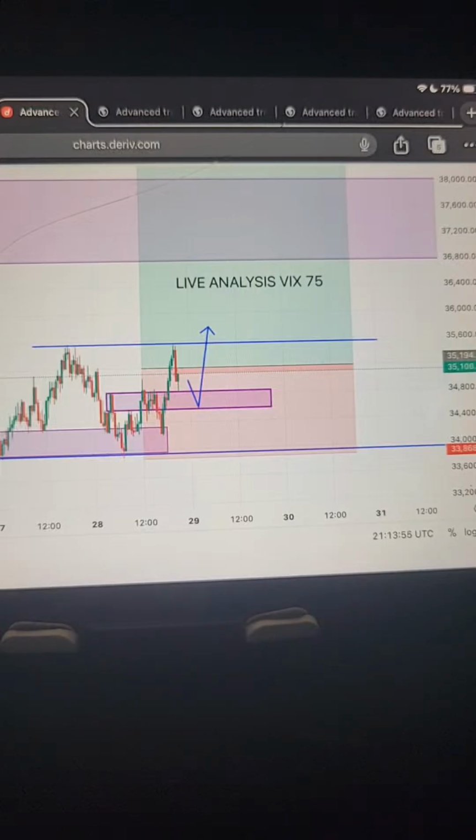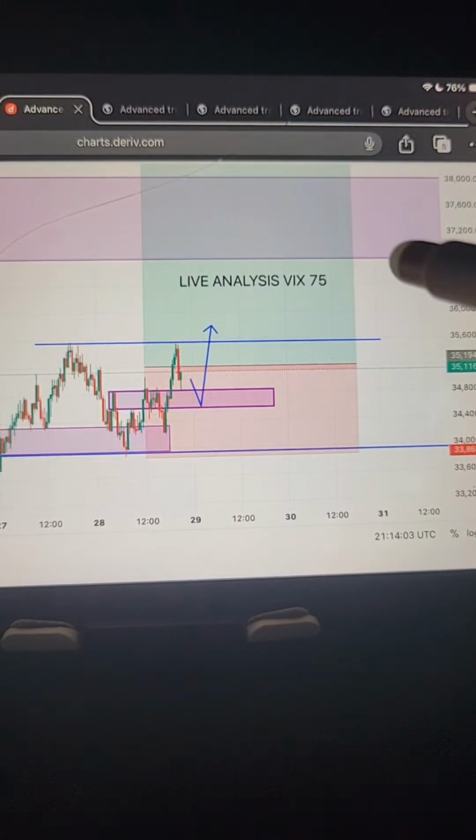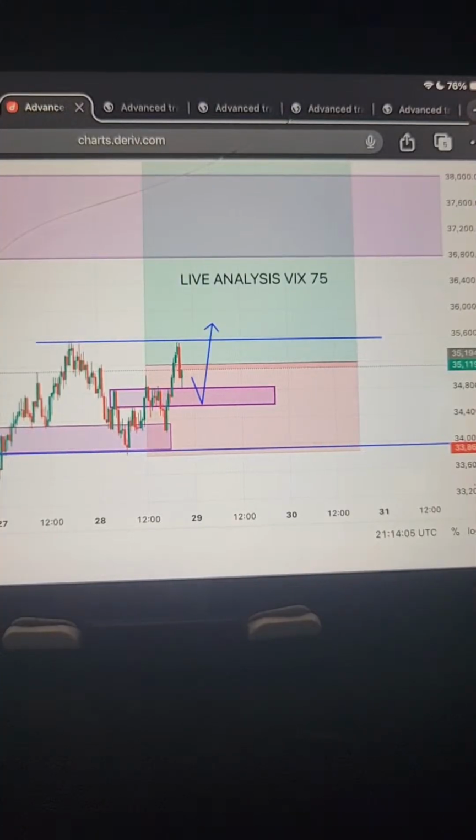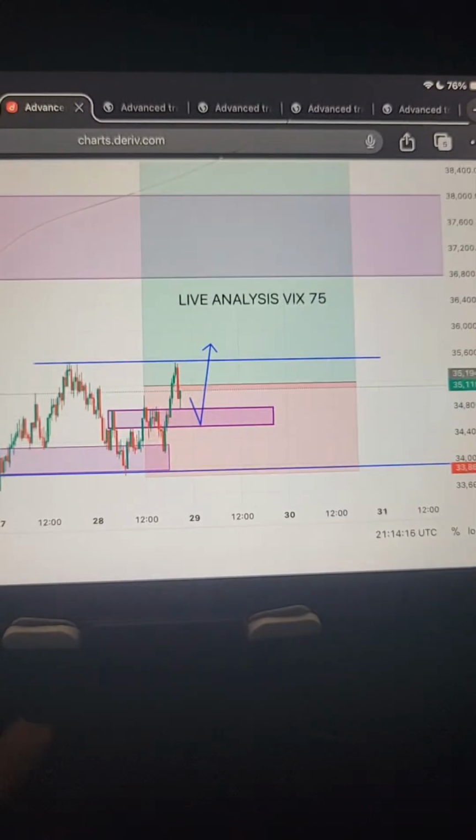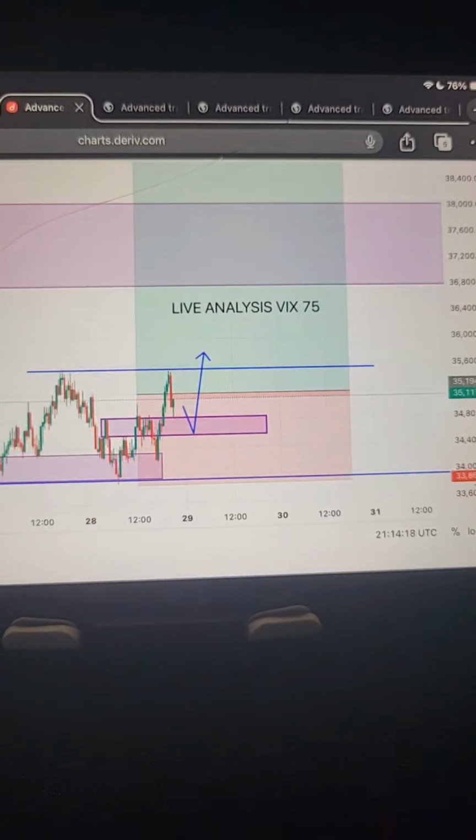Okay, you have entered a trade on VIX 50. Okay, that's good, but I'm not on that trade though. The one I'm currently on is 75. But that analysis I did on VIX 50 is a clean analysis. If you are on that trade, make sure you are risking what you can afford to lose.